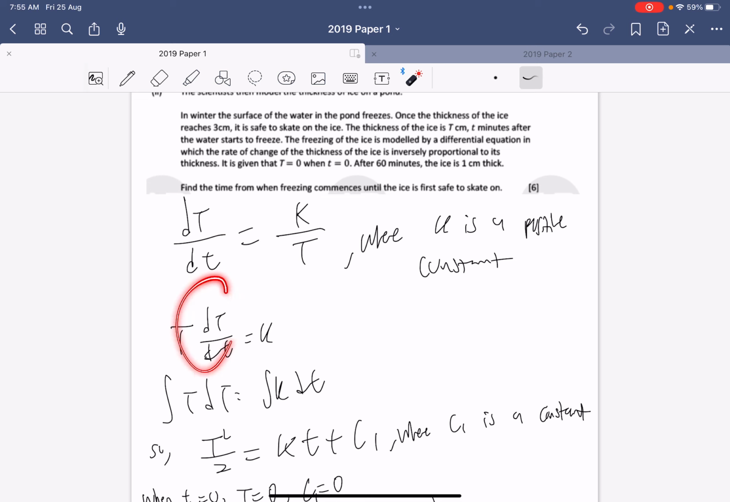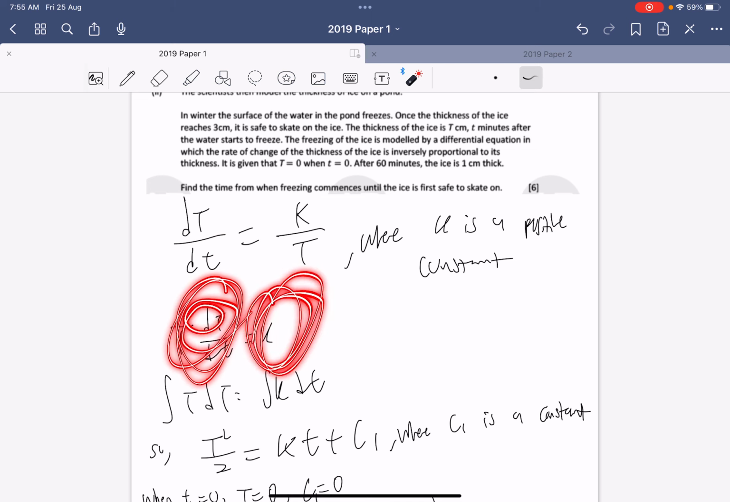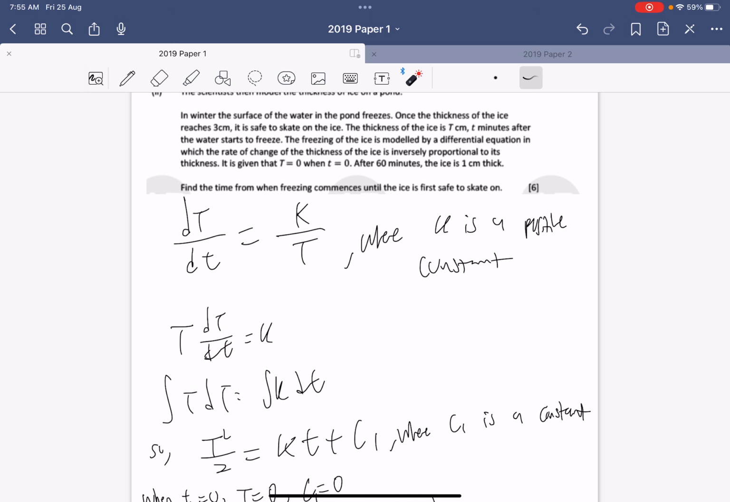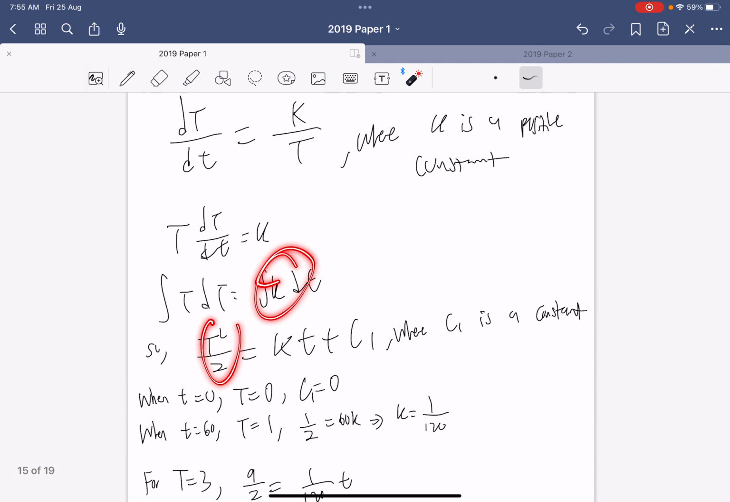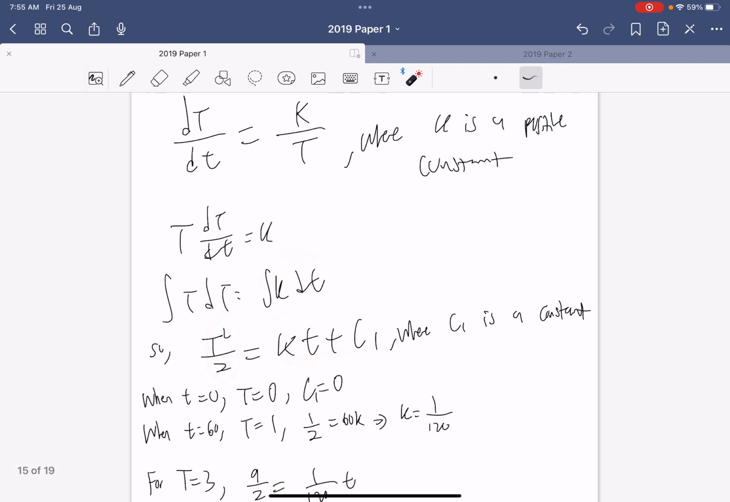In this case, you just do the same thing. You bring the T's to one side, and the non-capital t's to the other. You integrate the capital T, and you integrate k. This becomes T squared over 2. This is kt plus c1.